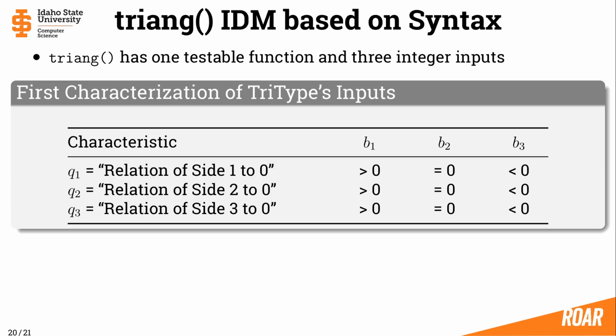All right, so now go back to triangle. This is the interface-based IDM, where we can create a mapping based on syntax. That was the original one, where triangle has one testable function and 3 input integers. We were looking at this in relation to the sides, each of sides 1, 2, and 3, to 0. So our characteristics are the relation of side 1 to 0, side 2 to 0, and side 3 to 0. We break each one of these down into 3 blocks. B1 is greater than 0 for each. B2 is equal to 0 for each. And B3 is less than 0 for each.